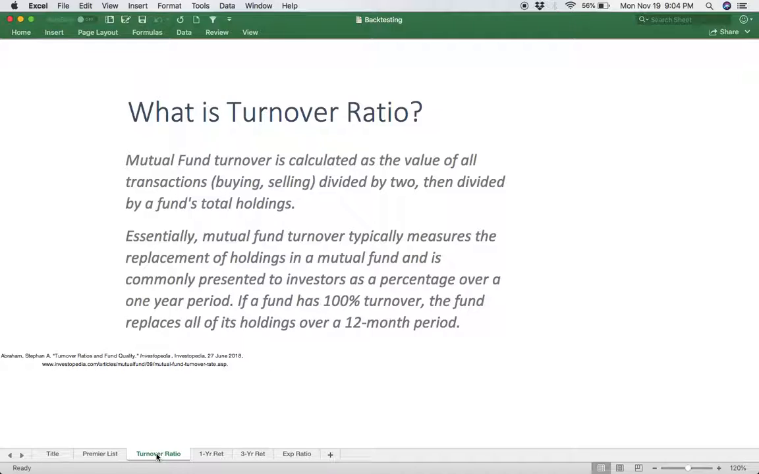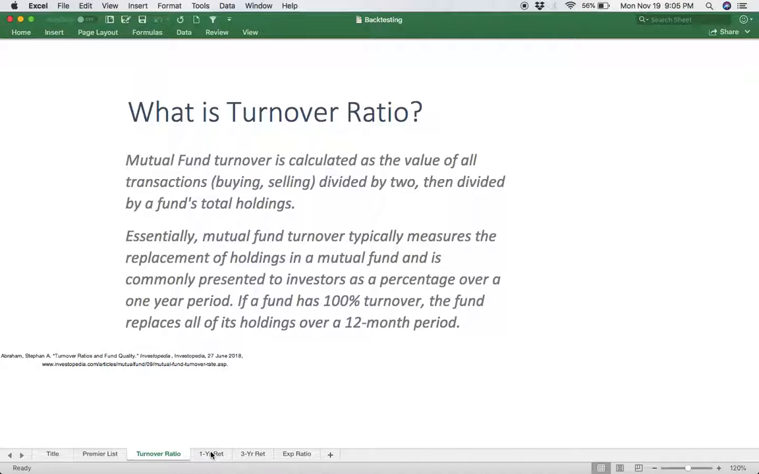So what is turnover ratio? Essentially, a mutual fund turnover typically measures the replacement of holdings in a mutual fund and is commonly presented to investors as a percentage over a 1 year period. So, for an example, if a fund has 100% turnover, the fund replaces all of its holdings over a 12-month period. Now, with that being said, intuitively you would think that that would lead to higher transaction costs, therefore leading to a higher expense ratio passed on to the investor.